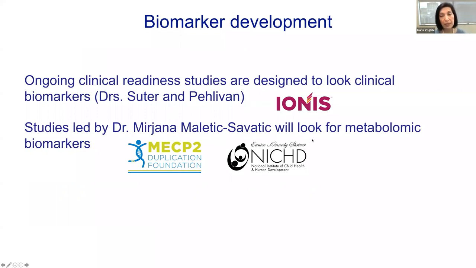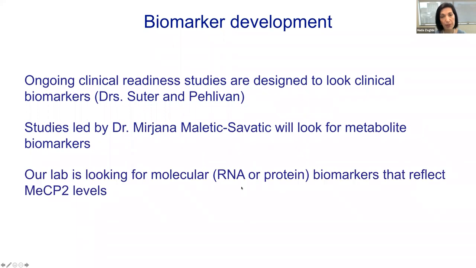Dr. Mariana Malatic-Savatic is looking for metabolomic biomarkers. These are small metabolites that run in the blood and spinal fluid that she's trying to identify, which ones are responsive to MECP2 level, and her work is funded by the MECP2 Foundation and now more recently by NICHD through an IDDRC signature project fund. We are not doing either of those things. What we are doing, we're looking for what we call a molecular biomarker that is either an RNA or a protein, something that changes the expression of a gene because of the changes in the level of MECP2. So we want those that reflect MECP2 levels.